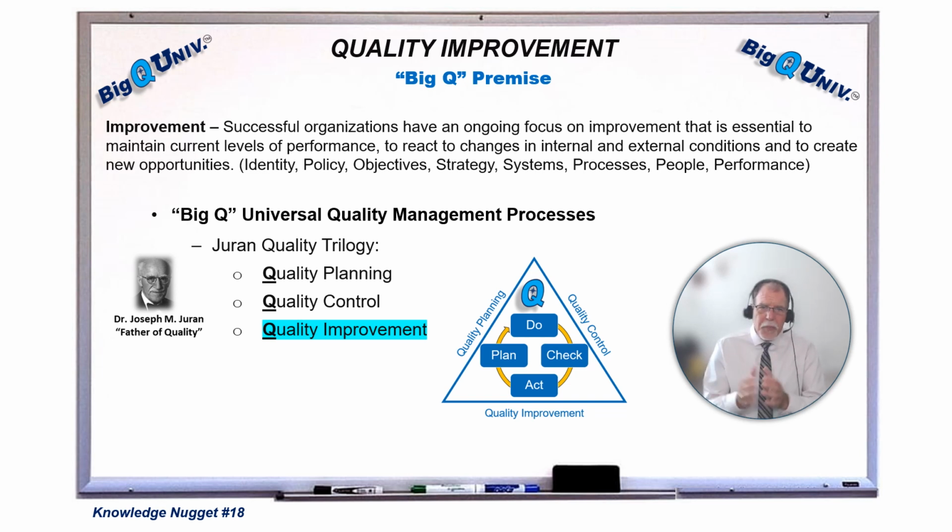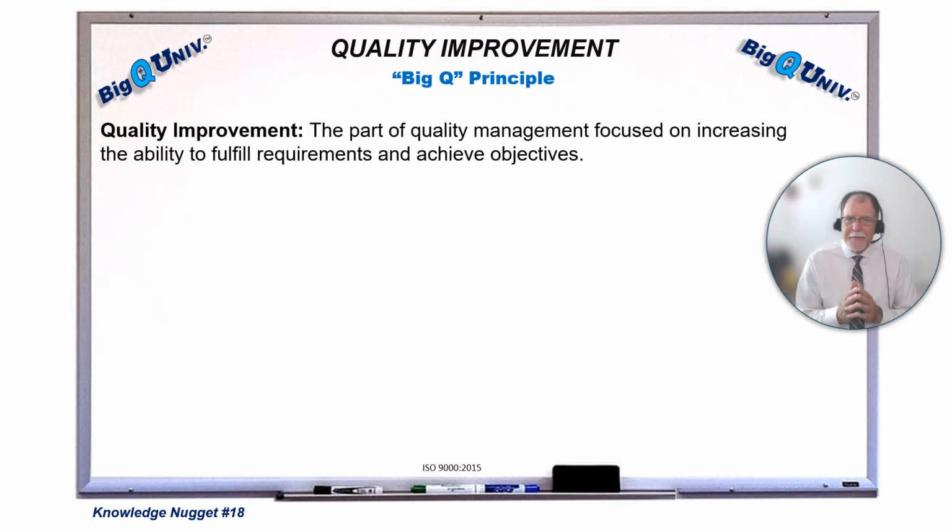Quality improvement should be infused in the identity of the organization, within the quality policy of the organization, within the objectives of the organization. It should be part of the organization's strategy. It's part of the organization's systems, processes, development of people, and overall performance. Quality improvement is part of Big Q quality management focused on increasing the ability to fulfill requirements and achieve objectives.